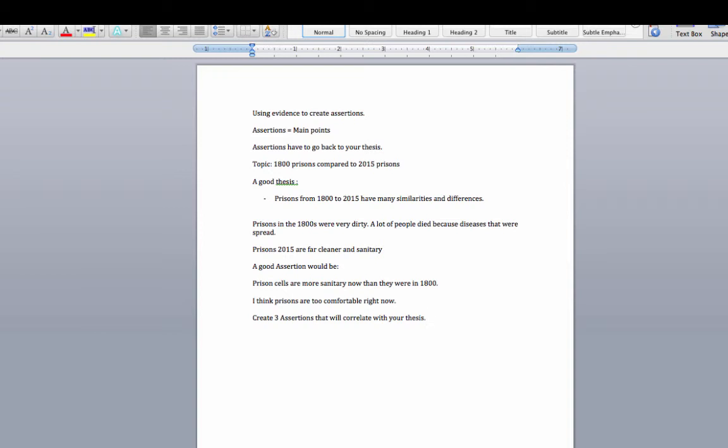And remember, it needs to be based on your evidence. So you can't create assertions that aren't based in fact. Tomorrow, for homework, I'm going to check your assertions and your evidence. Remember, your evidence should come from three sources. I'm underlining this and bolding it because it's super duper important.